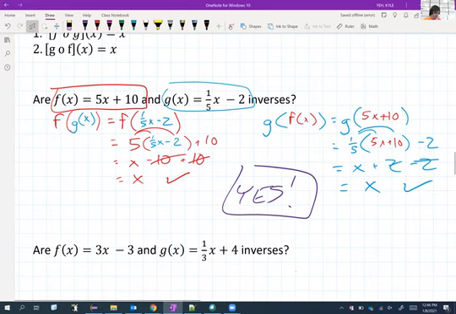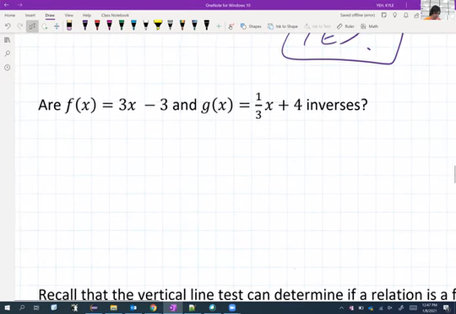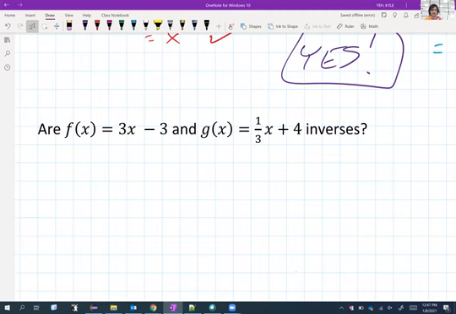So do me a favor, and I'm going to have you, again, pause this video and check to see if these are inverses. Do some function composition, I'll do the same, and then we will check back in when we're both done.